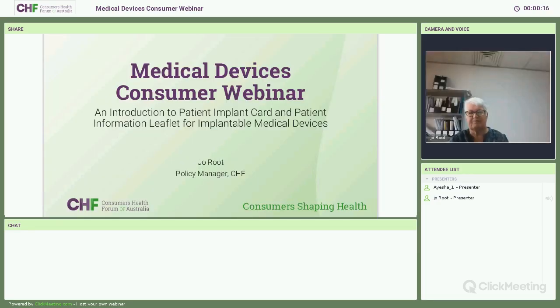devices. This is aimed at being an introduction to changes that are coming into place for medical devices to introduce patient implant cards and patient information leaflets for implantable medical devices.